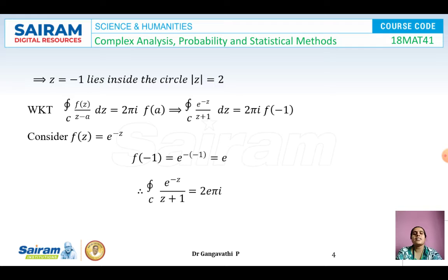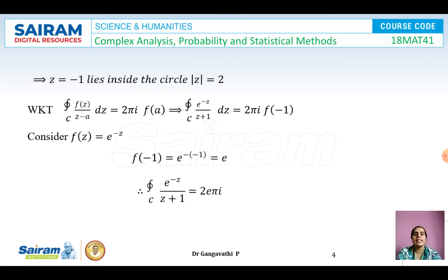Since z is equal to minus 1 lies inside the circle mod z is equal to 2, we apply Cauchy's integral formula. Recall the formula: the integral over c of f of z by z minus a dz is equal to 2 pi i into f of a. Let us substitute for f of z, a and the other values. The integral over c of e to the power of minus z by z plus 1, which is the given one, is equal to 2 pi i into f of a. The value of a is minus 1, so it is 2 pi i into f of minus 1. We need to evaluate this f of minus 1.